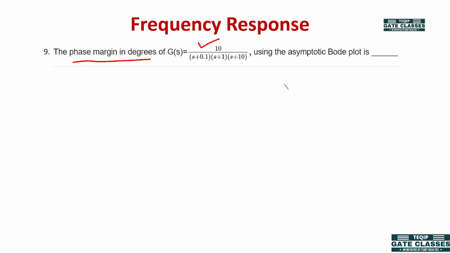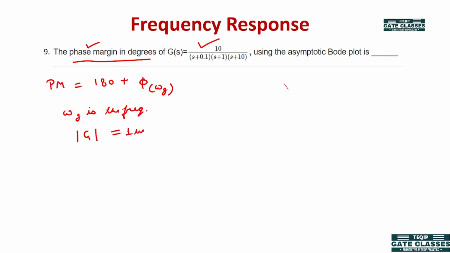So for calculating phase margin, PM is equal to 180 plus phi at omega g, that is the gain crossover frequency, and omega g is the frequency at which the magnitude of G is 1, unity or 0 dB. So when this magnitude Bode plot is cutting the 0 dB line, that frequency is called the gain crossover frequency. So let's draw the Bode plot for this particular open loop transfer function.